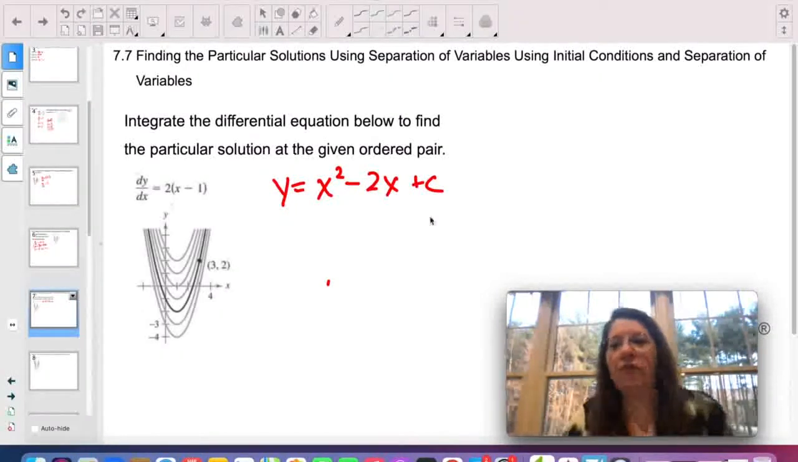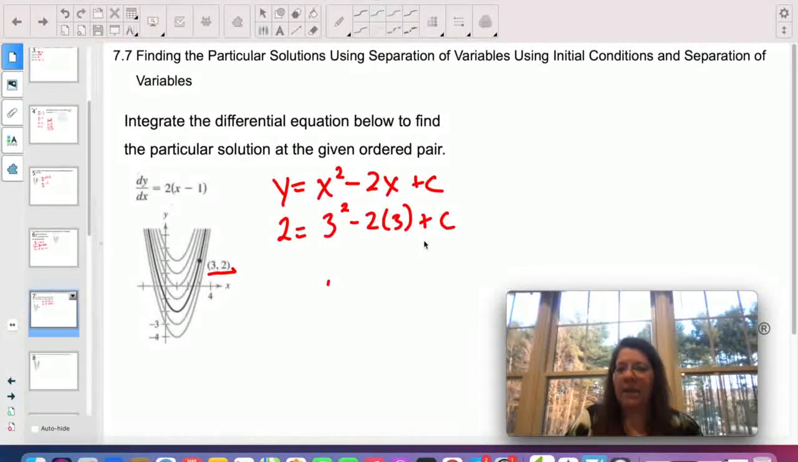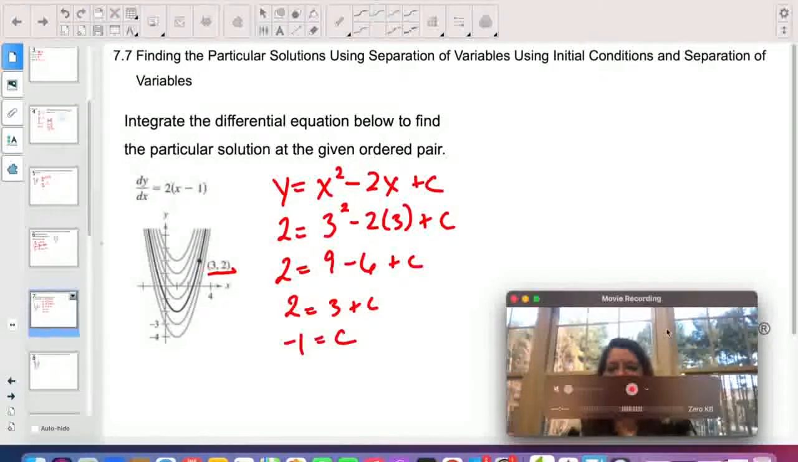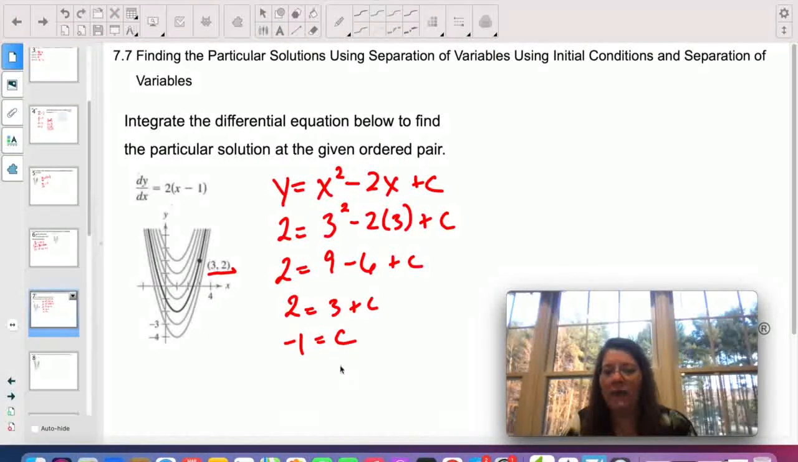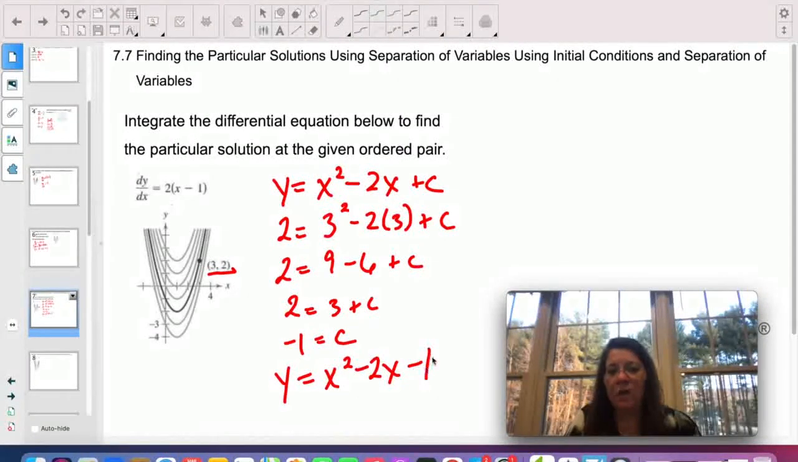To get the particular solution at the given ordered pair, I'm going to plug in that ordered pair 3, 2. I'm plugging in the 3 for x and the 2 for y. So when I plug the ordered pair 3, 2 in, this is what my plug-in looks like, and my next step is to solve for c. When I solve that, I get c equals -1, and then my particular solution is the equation I get when I replace c with what it equals. So the particular solution at the ordered pair 3, 2 is y equals x squared minus 2x minus 1. And that's the particular solution at the point 3, 2.